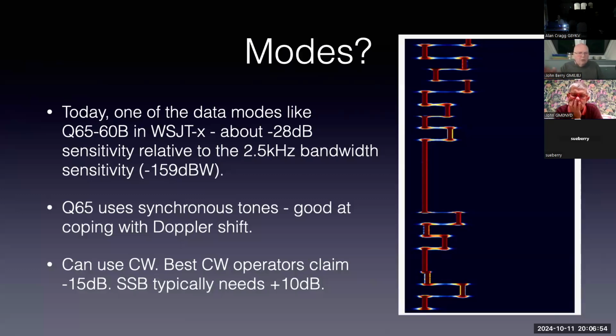Today's favorite mode, as you know, these things change. Today's favorite mode is Q65-60B, where 60 is 60 seconds. That's the Joe Taylor, WSJT author, his recommended signaling system, and that works. It has a sensitivity of about negative 28 decibels below the receiver sensitivity at the 2.5 kilohertz bandwidth.